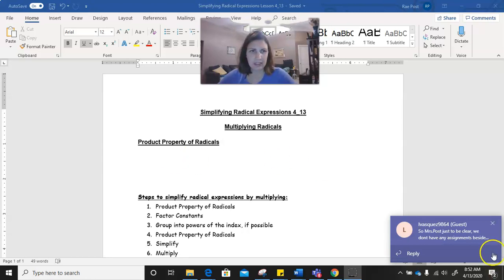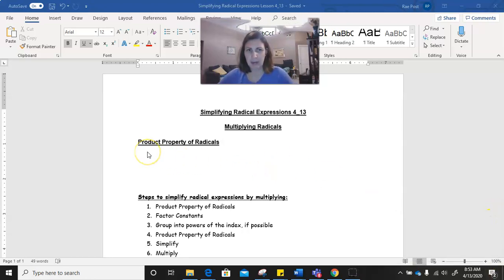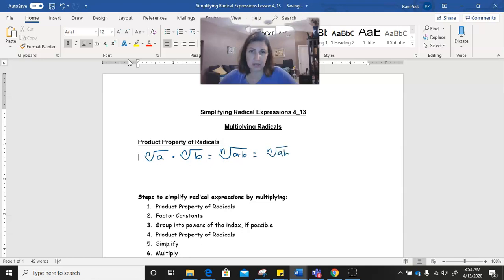So let's see. Product property of radicals. So right here, I'm going to show you guys what that means. Let's say you have any index, and let's say you have one radical and you have another radical with the same index. It means you can go ahead and multiply them together. So A times B, which will give you whatever that is. And if you can simplify it, you can.